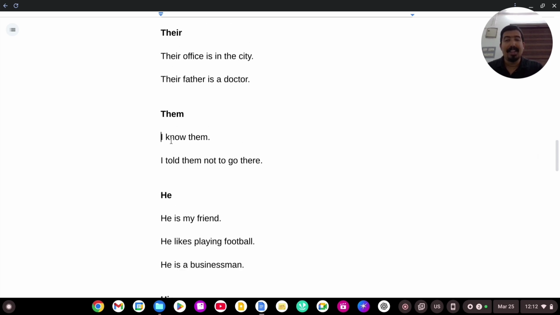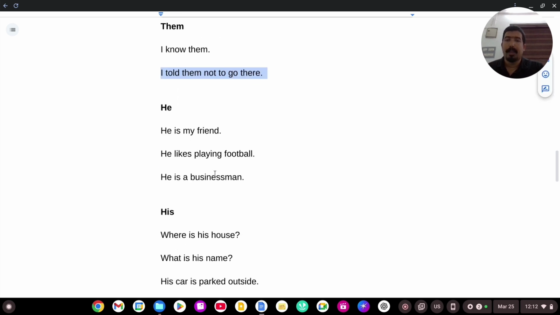Them. I know them. Again, two people standing over there, I say I know them. Maybe it can be more than two also. I know them. More than two people, and they are standing at a distance. I told them not to go there. Something happened, and I am telling my friend that I already have told them.